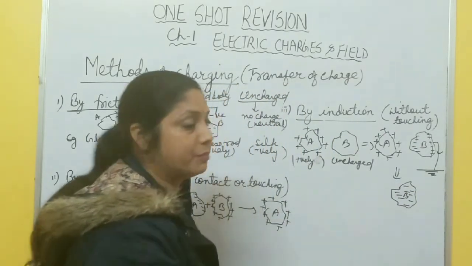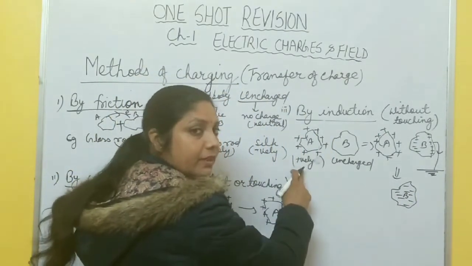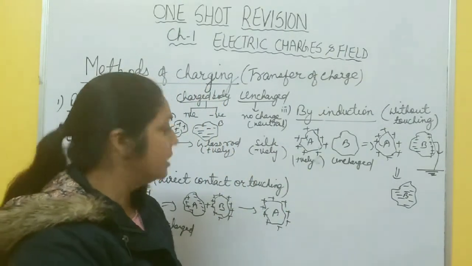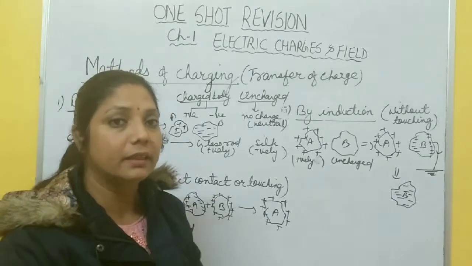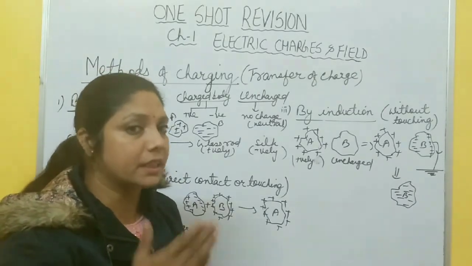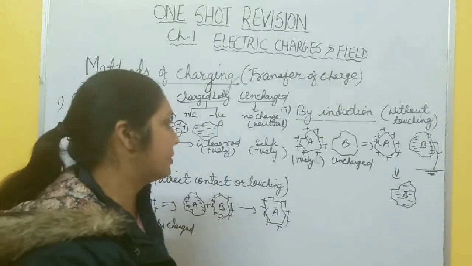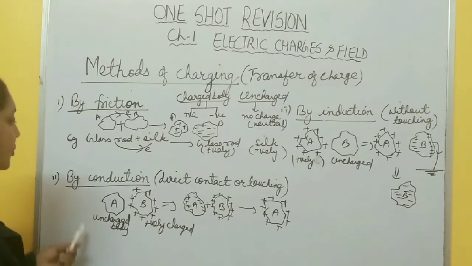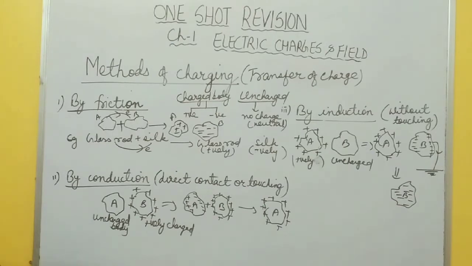It means opposite polarity. If this one is a negatively charged body, then this body B becomes positively charged. So by the induction method, different polarity of the charged body can be produced, right? So these are different methods of charging. This is not so important, but still it is in the syllabus, so you must revise it. First one is the friction method, then the conduction method, and the last one is the induction method.